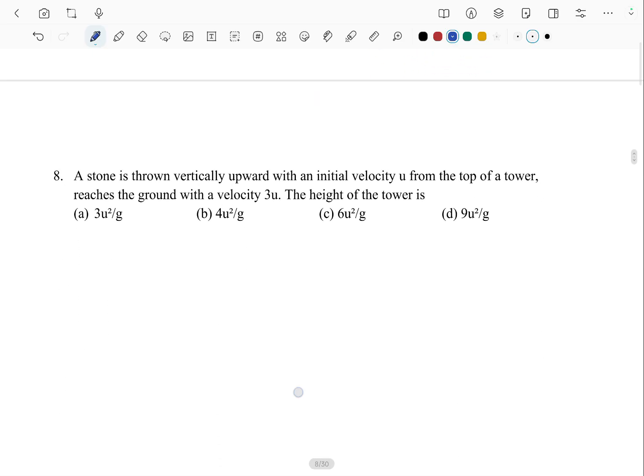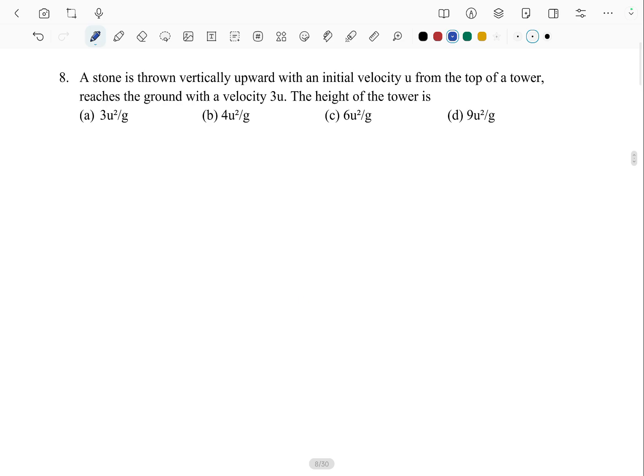The next question, question number 8. A stone is thrown vertically upwards with an initial velocity u from the top of a tower and reaches the ground with a velocity 3u. The height of the tower is. Initially it is thrown upwards with the initial velocity u. When it is coming down, according to sign convention, its velocity is minus 3u. The distance traveled is taken as height h, coming down, minus h. And the acceleration is minus g.